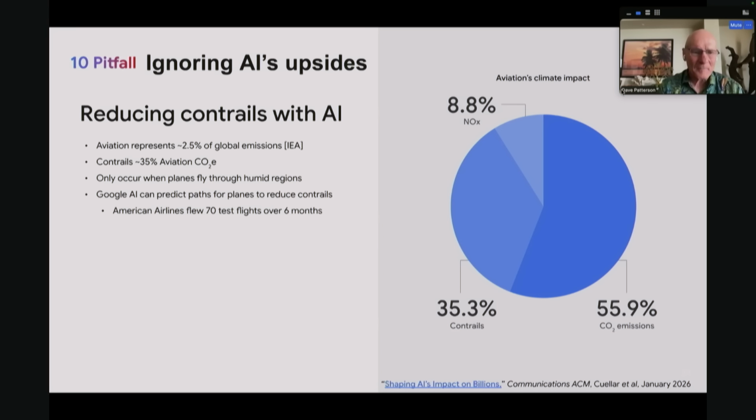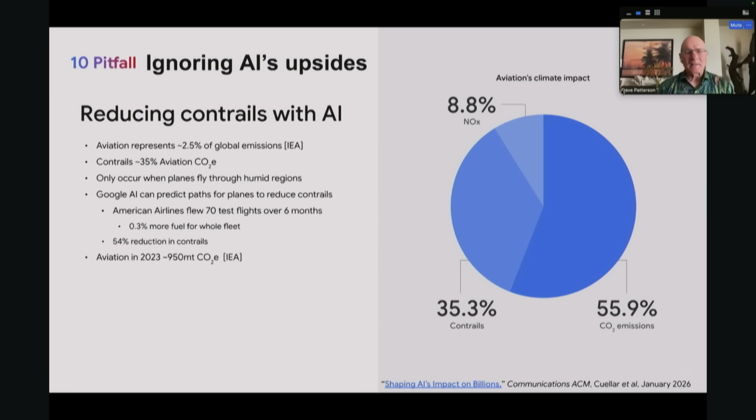Well, how effective would that be? They did this study with American Airlines: 70 test flights over 6 months. They found they'd only have to increase the fuel burned by 0.3% to reduce the contrails. And how much could they reduce them? They could cut the contrails in half by burning a little bit more fuel, making it a slightly longer flight.